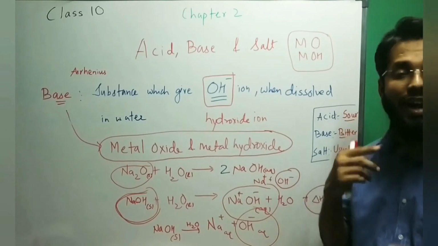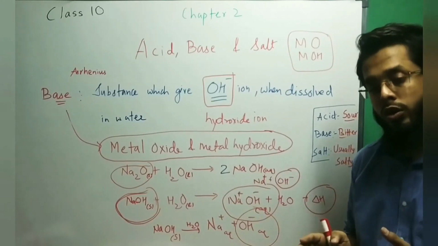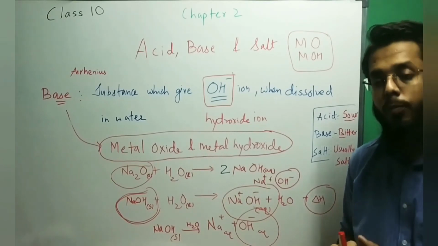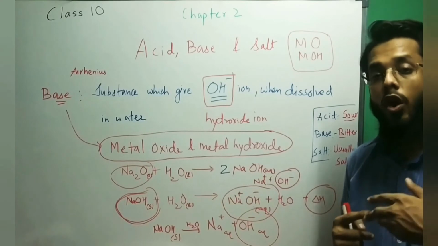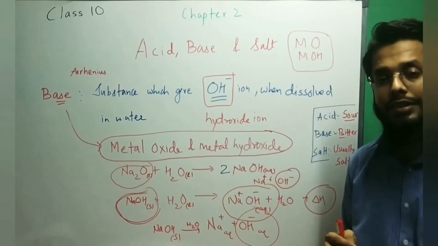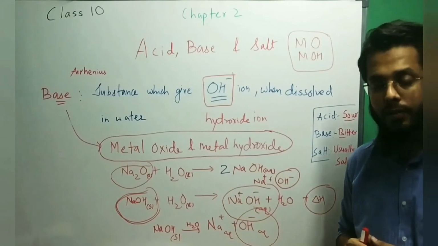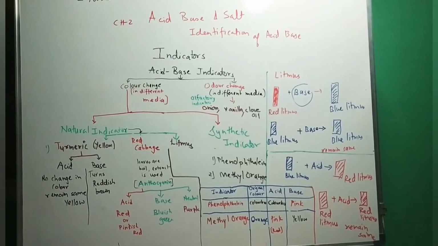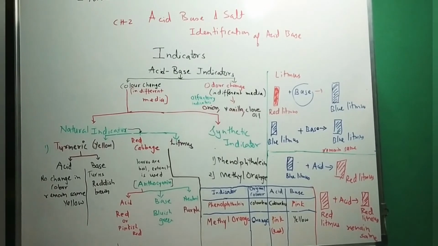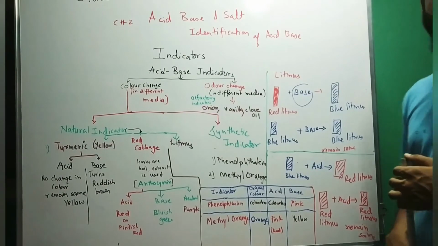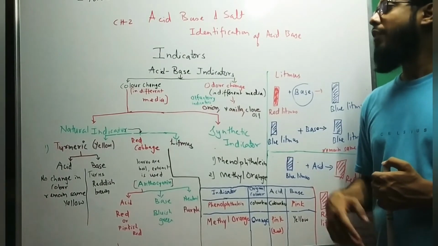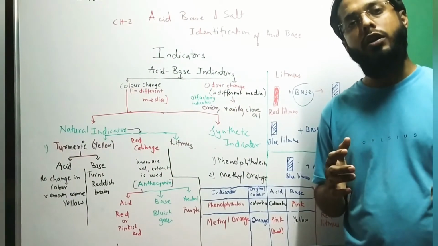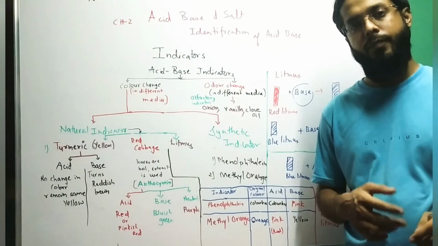Now we're going to talk about identification of acid, base and salt. Let's see how many ways we have to identify whether a compound is acid or base, or sometimes they are neutral too. Let's see the different kinds of identification methods. We're going to talk about identification of acid and base in compounds. So we have certain indicators which indicate whether a compound is acidic or basic or neutral.